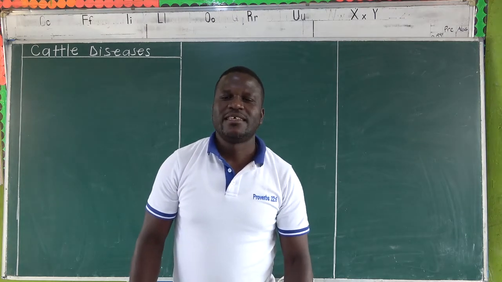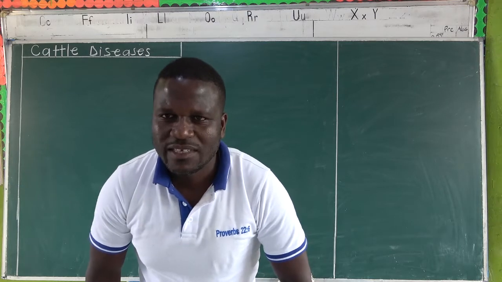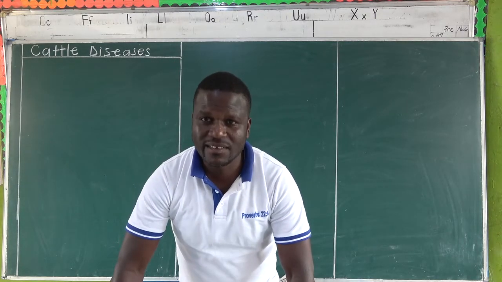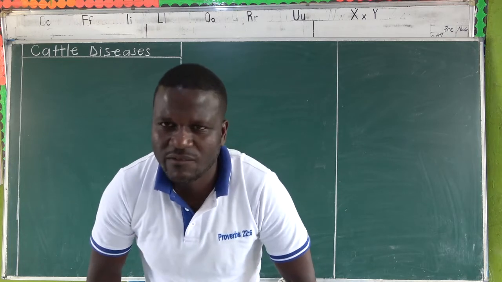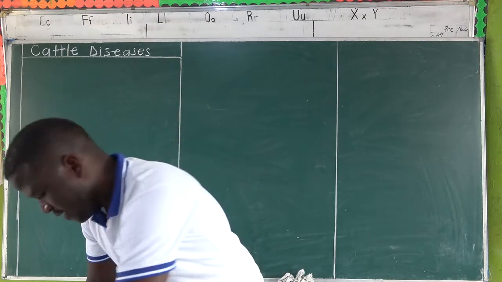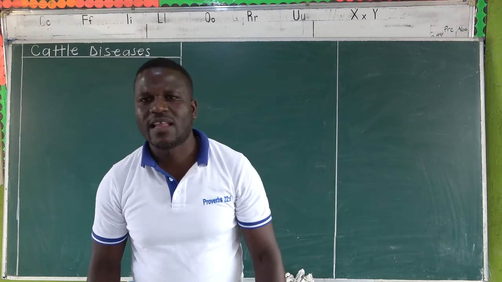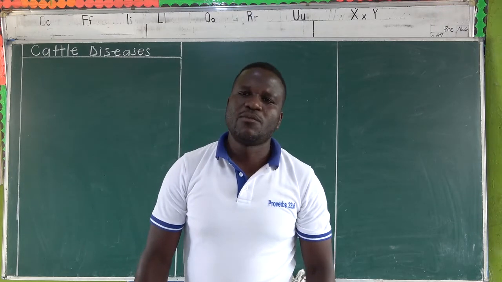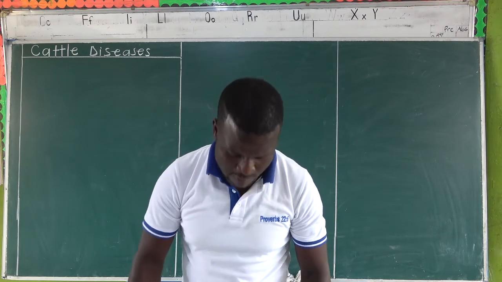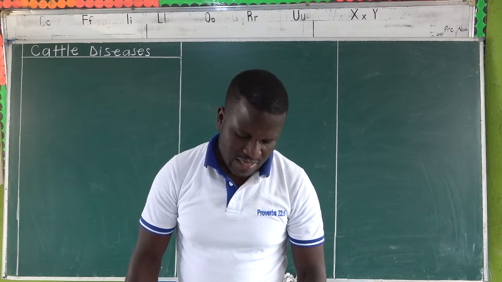And we're going to look at cattle diseases. In our previous lesson, we looked at parasites in cattle. We said we have external parasites and internal parasites. Then we gave examples of internal parasites like tapeworms, hookworms, and liver flukes, and how they can be controlled. You can control them by deworming. So today I want us to look at cattle diseases.